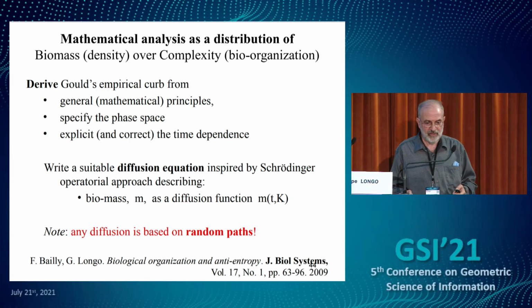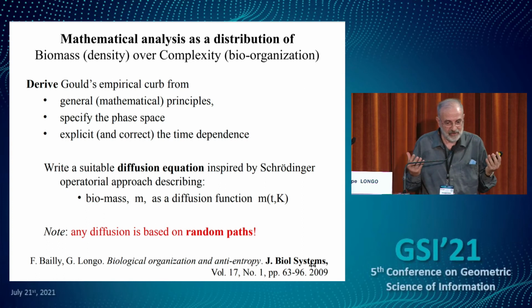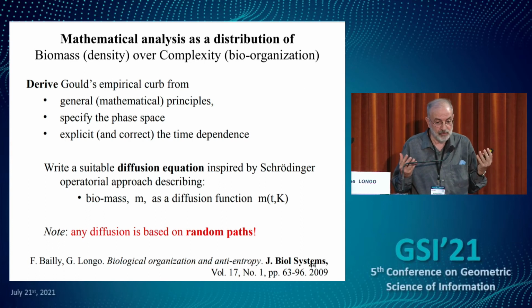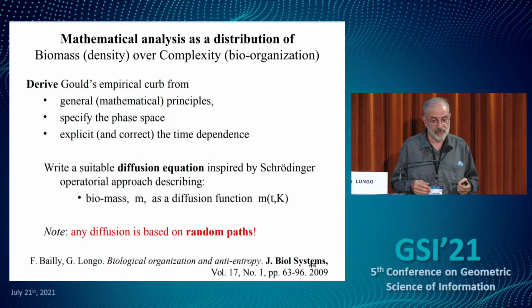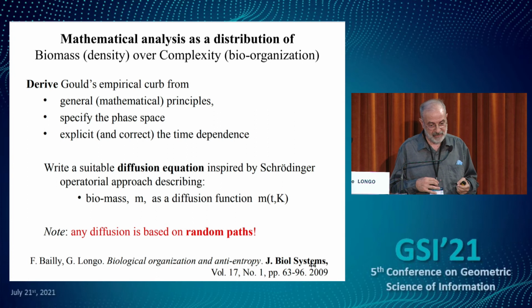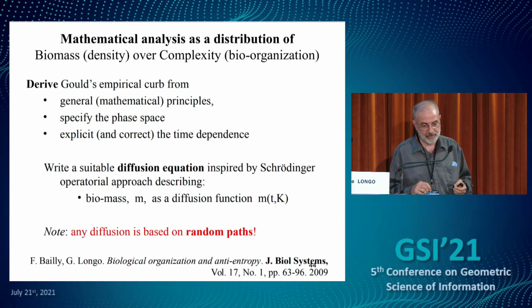What we try to do with this sort of geometric or topological approach to the complexity in organisms is to derive Gould's empirical curve. It was designed only on the experience of an evolutionist, a paleontologist who has been looking at traces of life in history. We wanted to deduce it by general mathematical principles, specify the space, and put in a time dependence, which was not present in Gould's work.